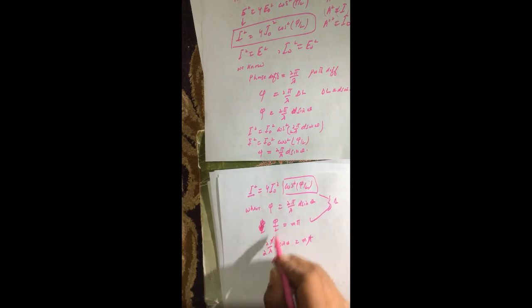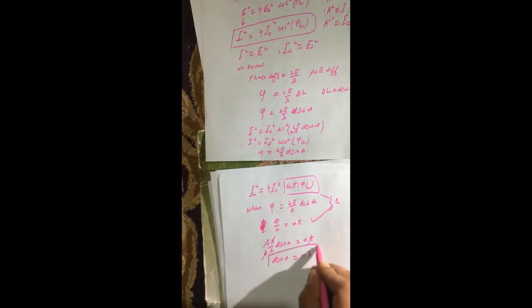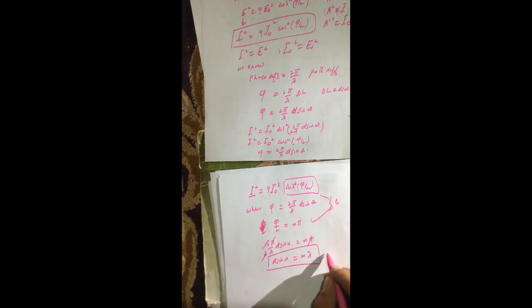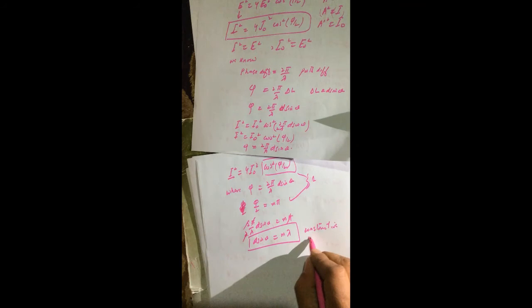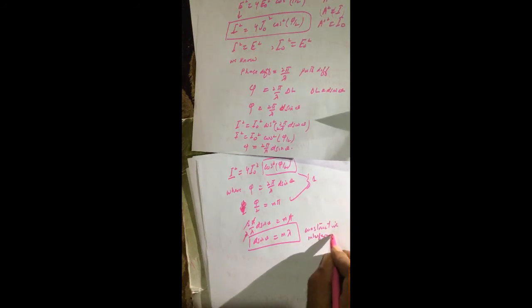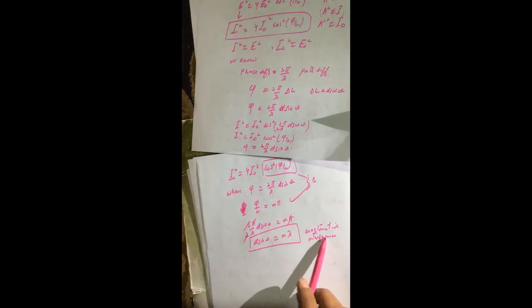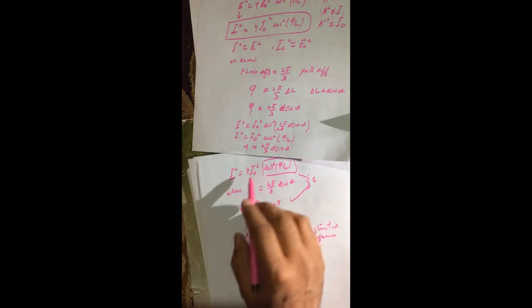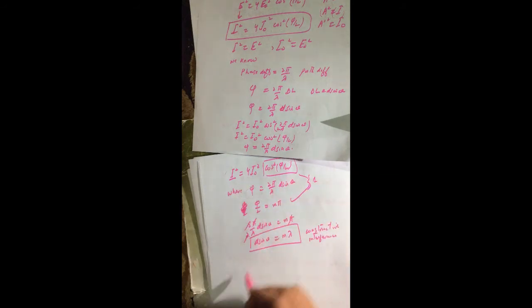and this 2 here, because phi by 2 is 2 pi over lambda d sine theta divided by 2, so 2 cancels with this one, so d sine theta will be equal to m lambda, and this is the condition for constructive interference. So it means that the intensity will be maximum if there is a constructive interference, and the intensity will be minimum, meaning zero intensity, only if this term is 0.